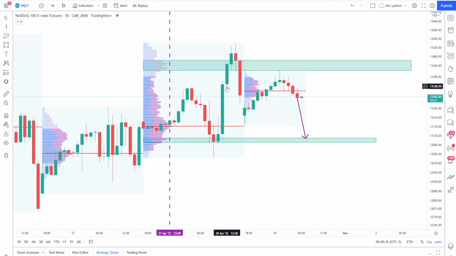Now that's telling me that price moved very much into this level in today's session, and we had a ton of selling pressure come in and the market turned.